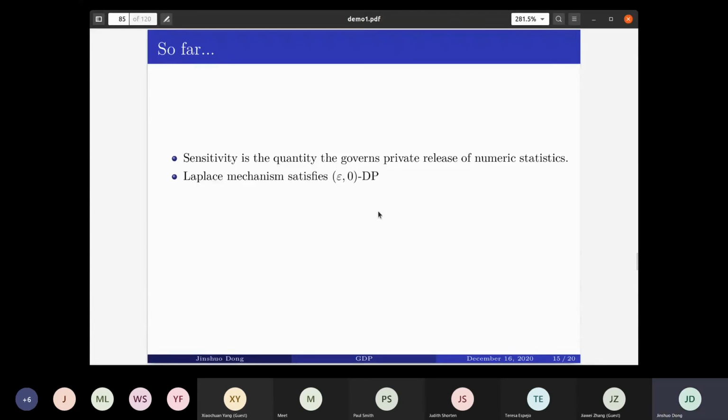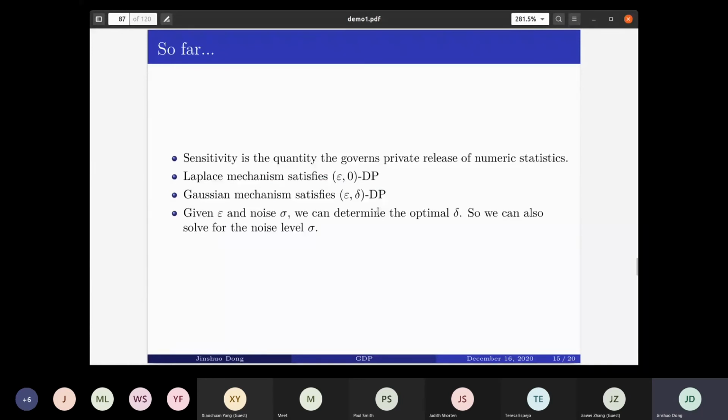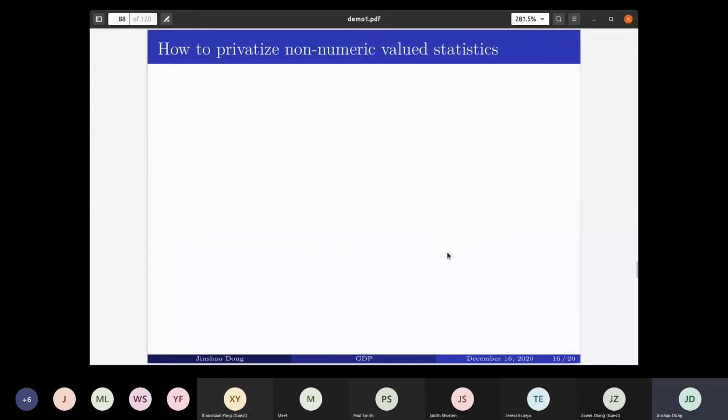Okay, Laplace mechanism satisfies epsilon 0 dp. Gaussian mechanism satisfies epsilon delta, and we managed to figure out, given epsilon and noise sigma, how to determine the optimal delta. With this ability, we can try to solve for the optimal noise level sigma when a certain level of delta is given. Okay. I guess I'm running out of time.